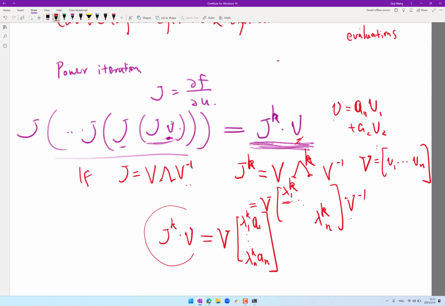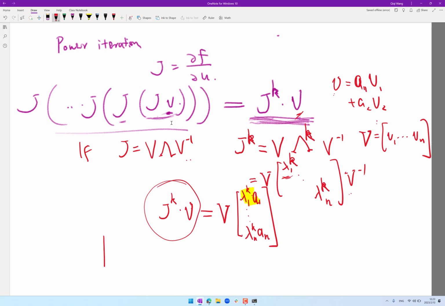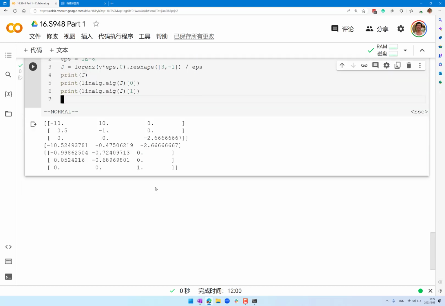The magnitude of this product is going to be dominated by which term? It's going to be dominated by whichever term has the largest power, which is growing the fastest. So what that means is that if you simply look at the magnitude of J^k times v, it is going to grow like lambda 1 to the kth power, where lambda 1 is the largest eigenvalue. Okay, so this can be demonstrated by this.